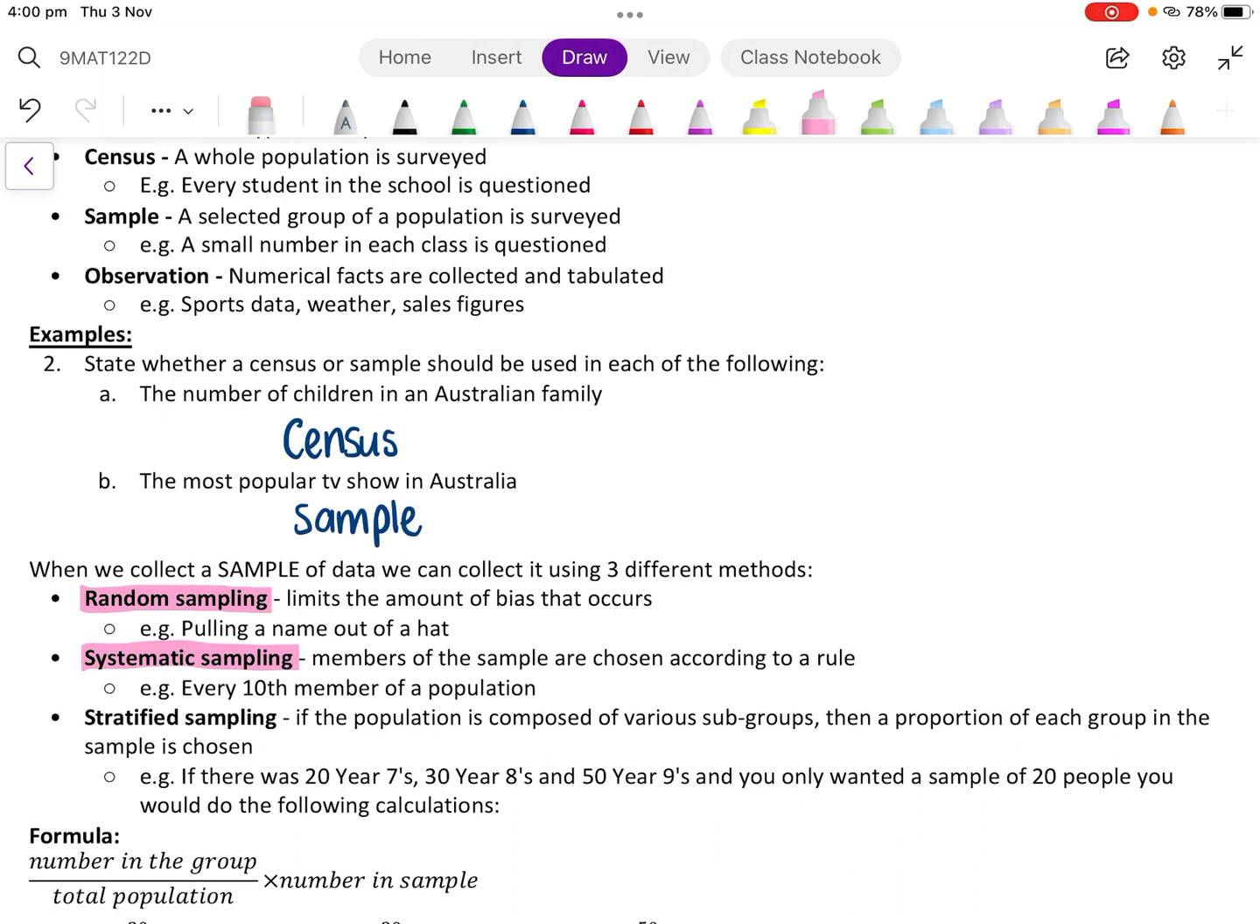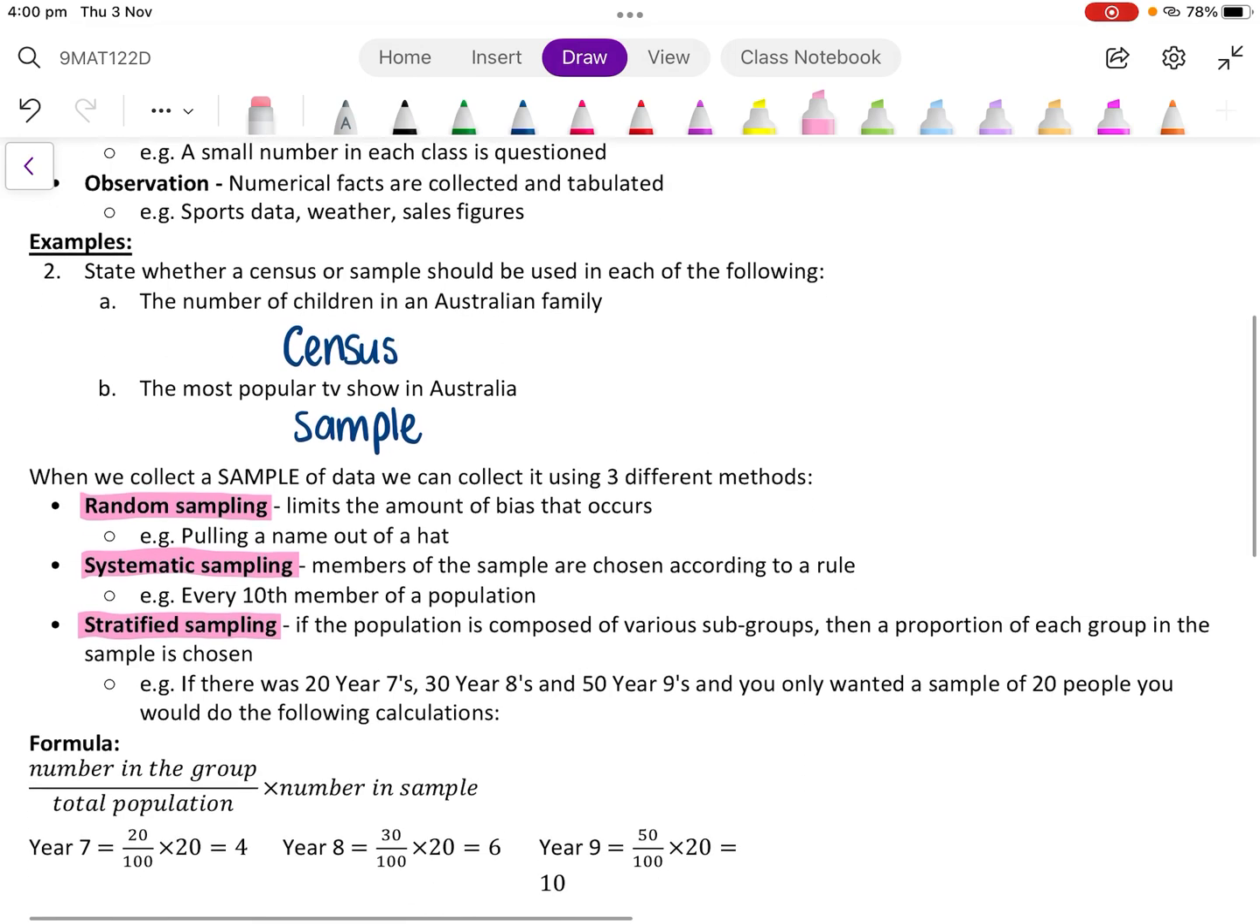We then have stratified sampling. So that's if the population is composed of various subgroups, then a proportion of each group in the sample is chosen. So for example, if there are 20 Year 7s, 30 Year 8s and 50 Year 9s and you only wanted a sample of 20 people, you would do the following calculations. You would do the number in the group divided by the total population times the number in the sample.